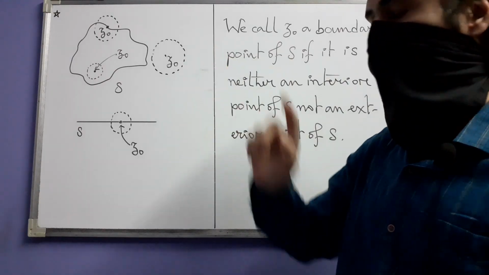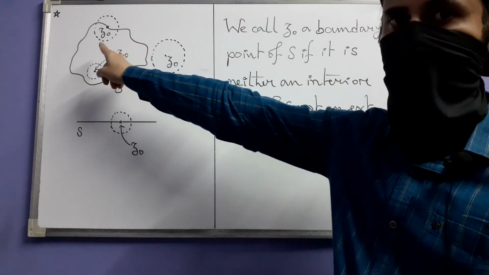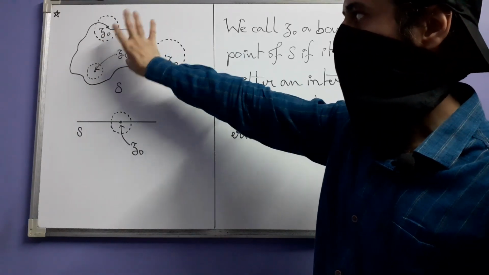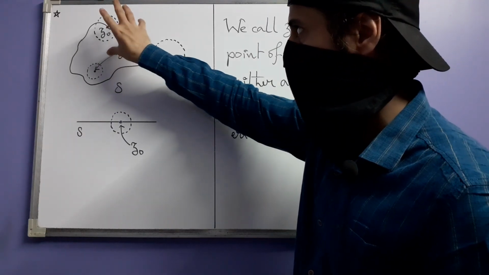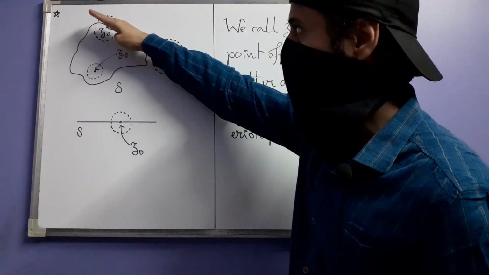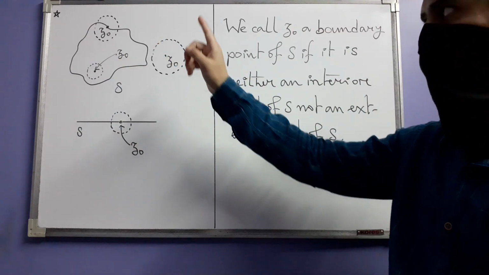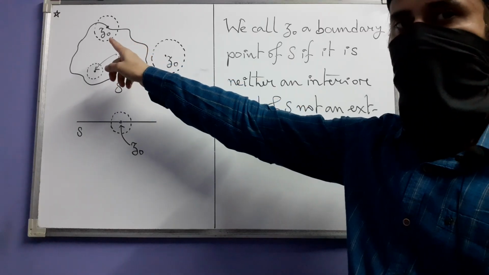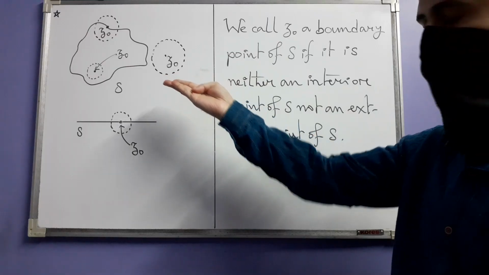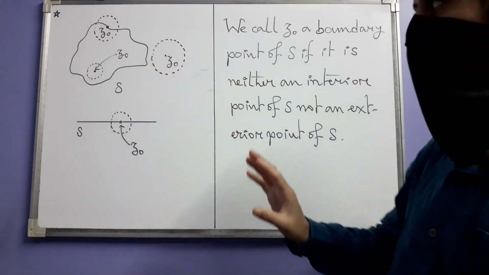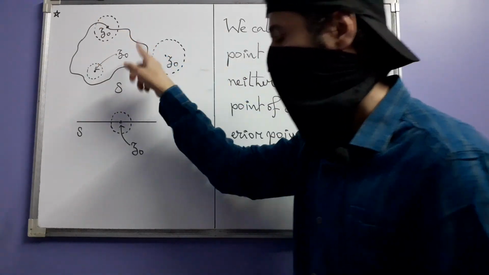But it's also not an exterior point, because you won't be able to find such a neighborhood centered at that point which does not intersect S. Again, no matter how small an epsilon you choose, some part is going to intersect S. So that's why it's neither an interior point nor an exterior point. It's a boundary point by this definition, and it makes sense also. Everything looks so natural: interior point, exterior point, boundary point.